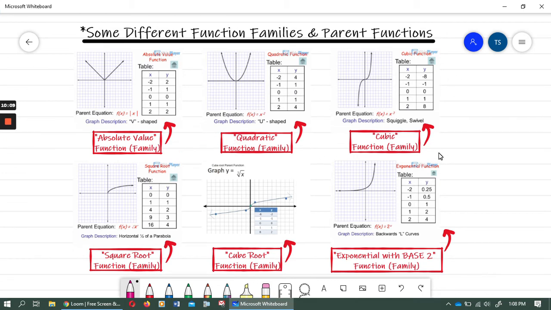Next up on deck, y'all, we got the cubic function family. Hey, all right. Okay, enough cheering.